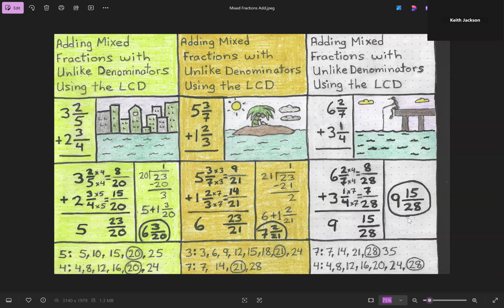So, all right, we're finished, y'all. You have been given a lot of information. I wouldn't blame you if you need to pause the video to take a look at these 3 big examples or replay this video as many times as you need to gain a deeper understanding of adding mixed fractions with different denominators using the least common denominator method.